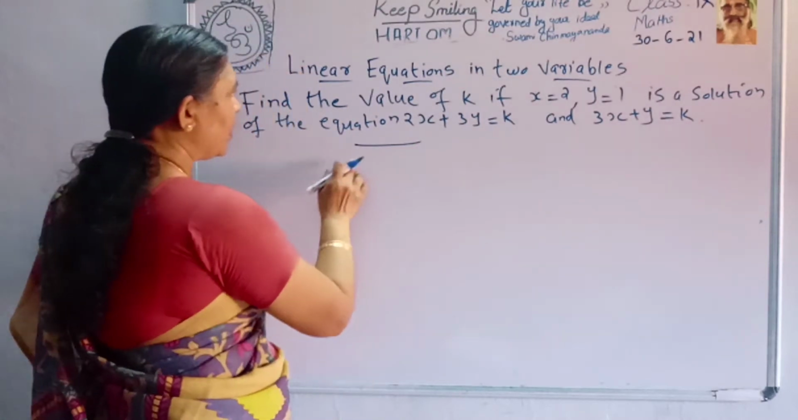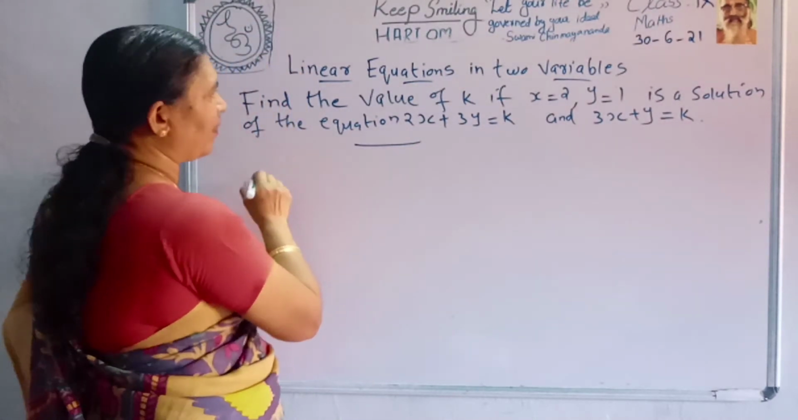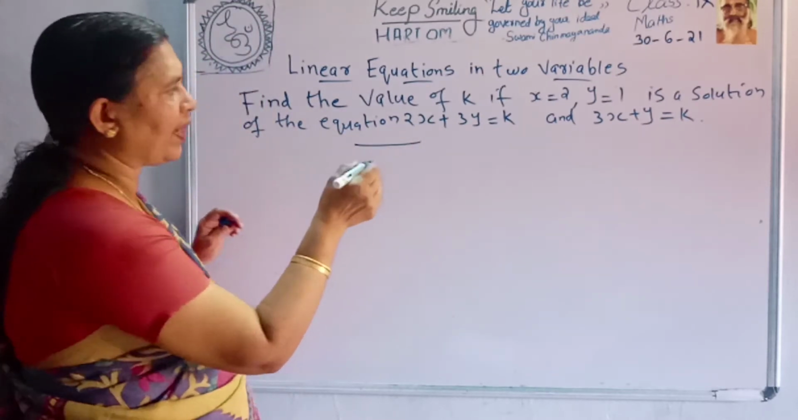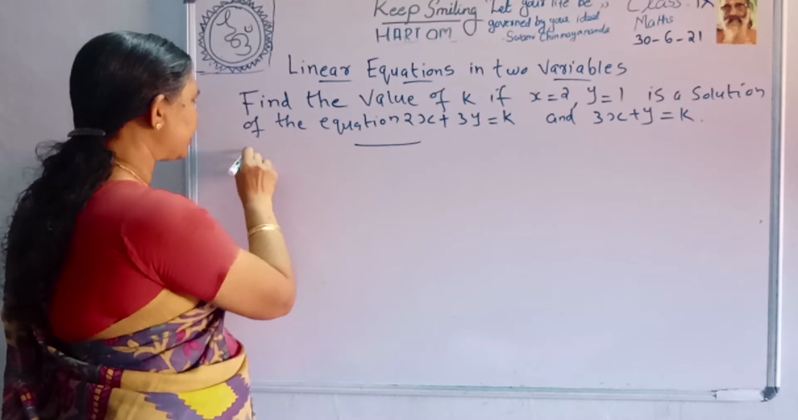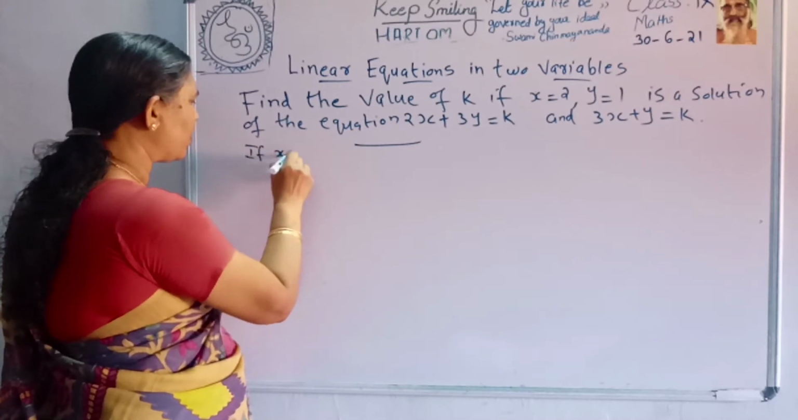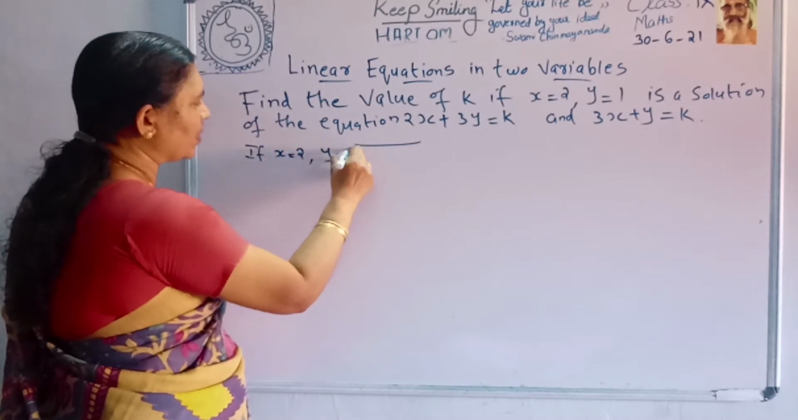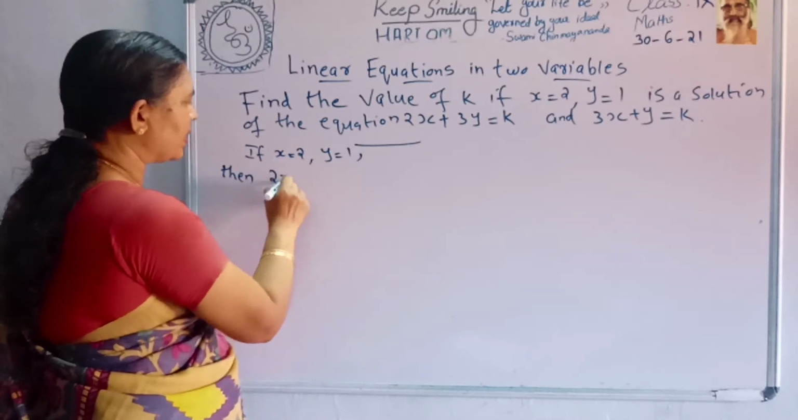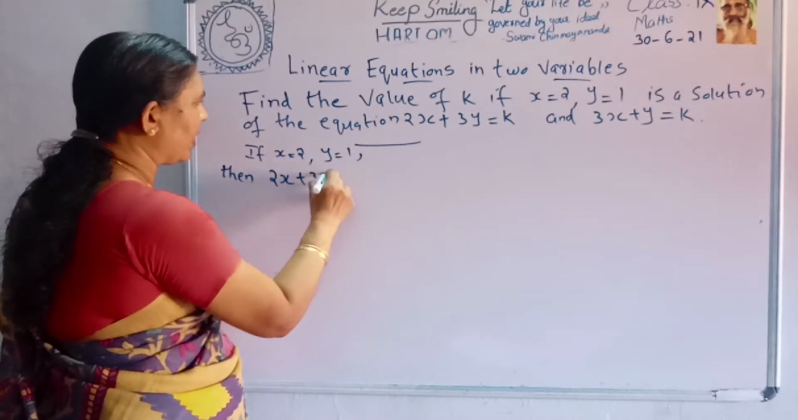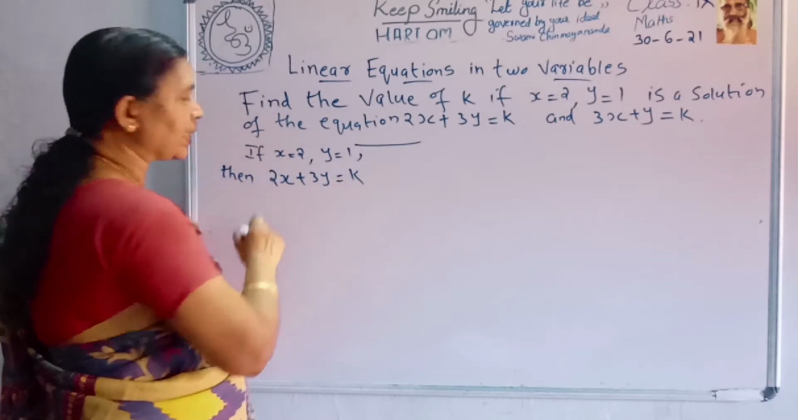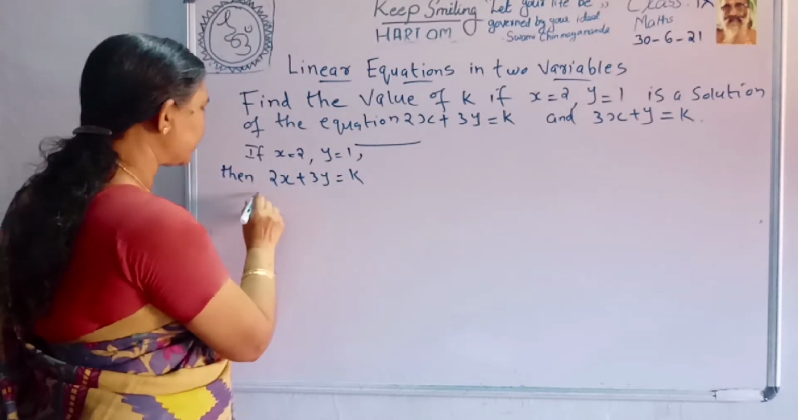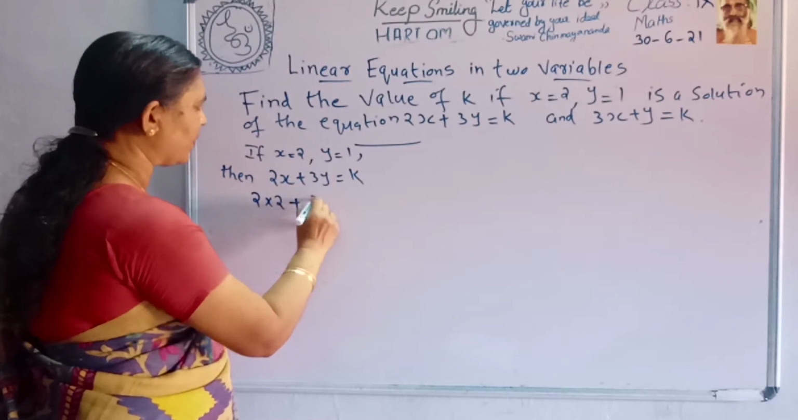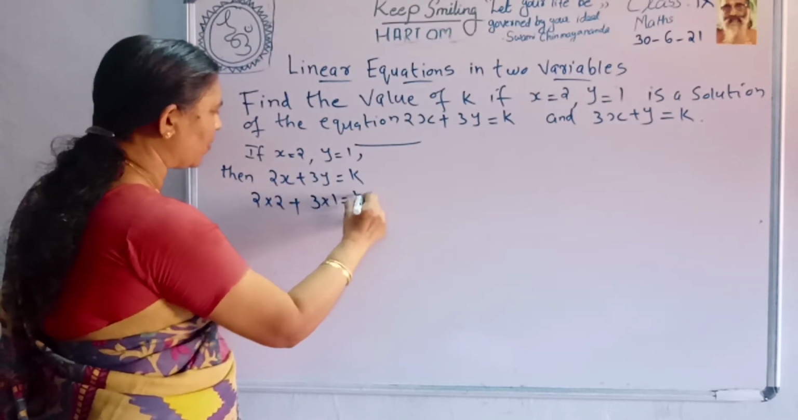Here, first we can find the value of k if x is equal to 2 and y is equal to 1. The equation is 2x plus 3y is equal to k. Instead of x we can put 2, that is 2 into 2 plus, y is 1, 3 into 1 is equal to k.